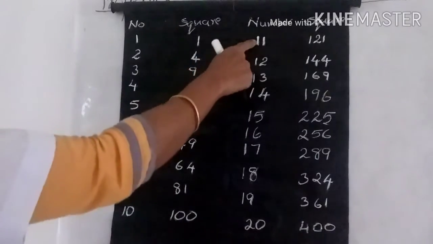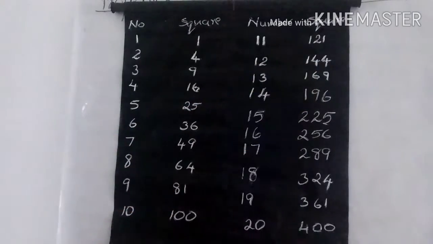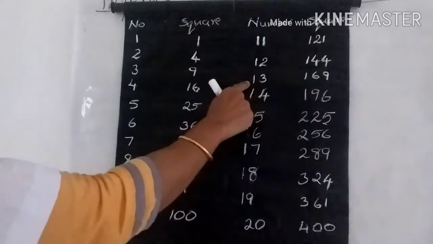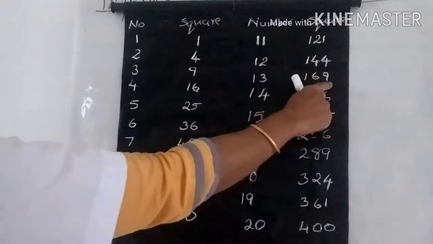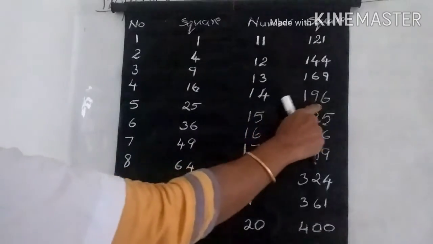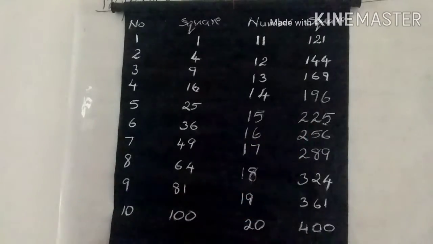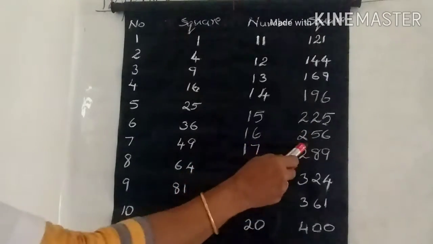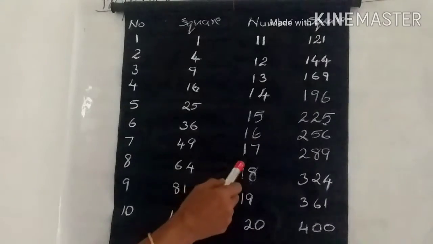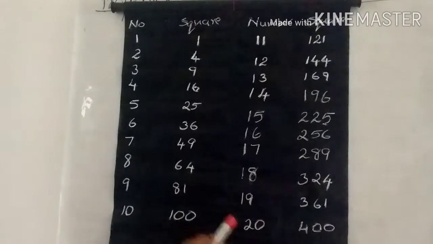Next number 11. 11 square is 121. 12 square is 144. 13 square, that is 13 into 13, 169. Next 14. 14 square is 196. 15 square is 225. 16 square, 256. 17 square, 289. 18 square, 324. 19 square, 361. And 20 square is 400.